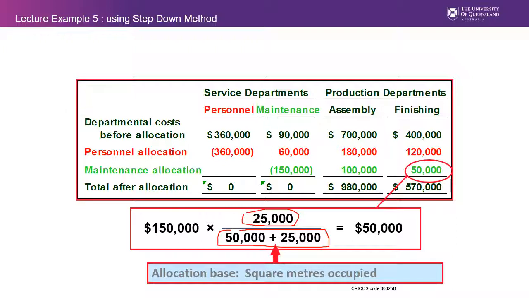So we've allocated all of personnel, all of maintenance, and we end up with a slightly different cost of production department assembly and production department finishing than we did under the direct method, but it's slightly more accurate because we're recognizing that personnel provided some services to maintenance, but we're not recognizing the services maintenance provided to personnel. So it's not the most accurate method, but it's better than the direct method.